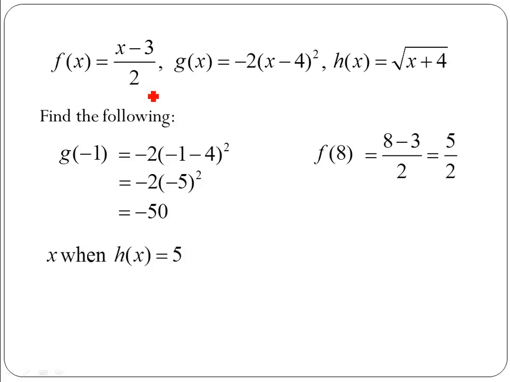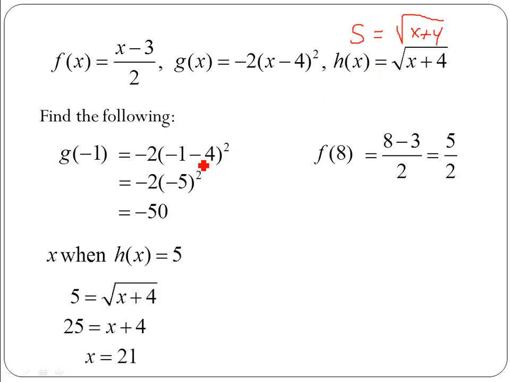Now this one's a little different. It says find x when h of x equals 5. Now the temptation is, I'll plug in 5 and get the square root of 9, get 3. But right here, I was told that h of x equals 5. So if h of x equals 5, it's like having 5 equal to the square root of x plus 4, because h of x equaled 5. Well, I'm going to be solving this. So if I have to find x, that's when you have to solve. So we square both sides, subtract 4, and I get x equals 21.